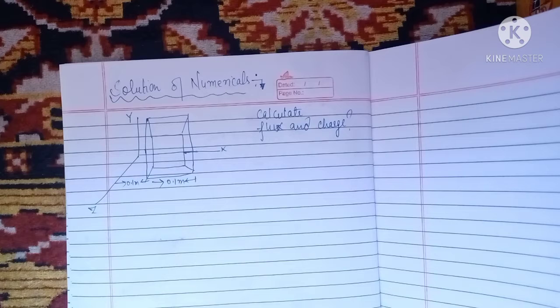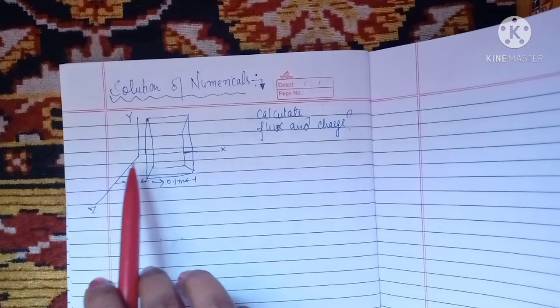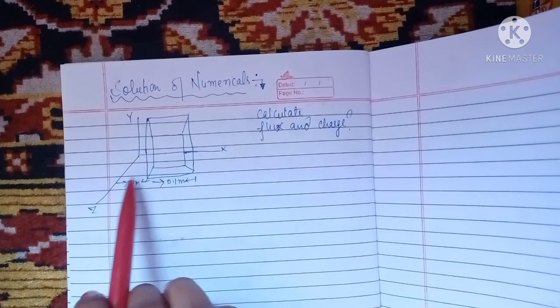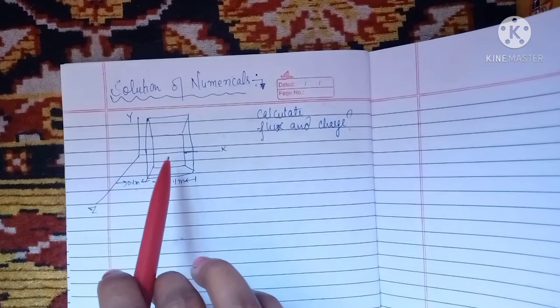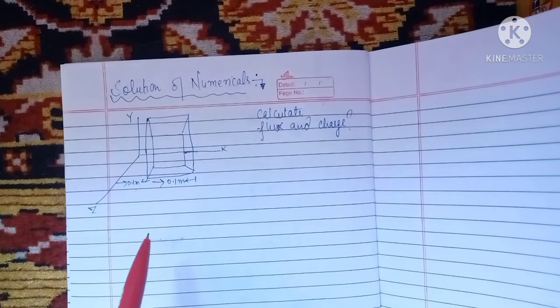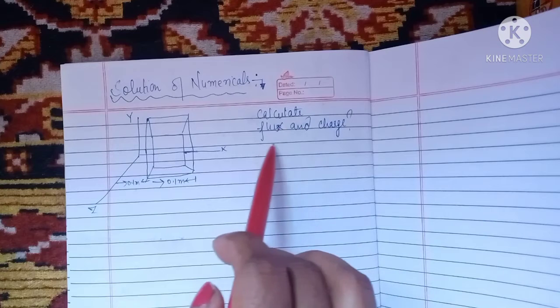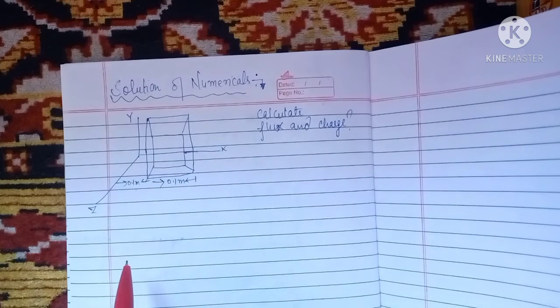Now in that case, what is given to you is the cube, like this. That distance is 0.1 meter. The left face has a distance from these axes of 0.1 meter, whereas the side of the cube is given to you as 0.1 meter as well. What is the question? The question is to calculate the flux as well as the charge inside this cube. Now let's begin how to do this numerical.